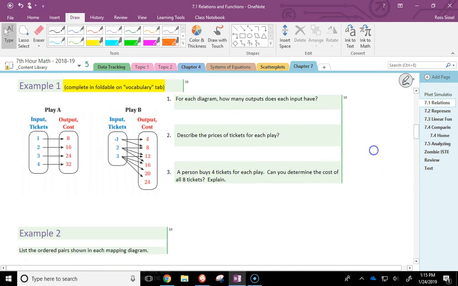We're going to look at example 1. It's up here on the board. We're going to see if we can figure this out. It says, for each diagram, how many outputs does each input have? And this is a mistake a lot of people make.